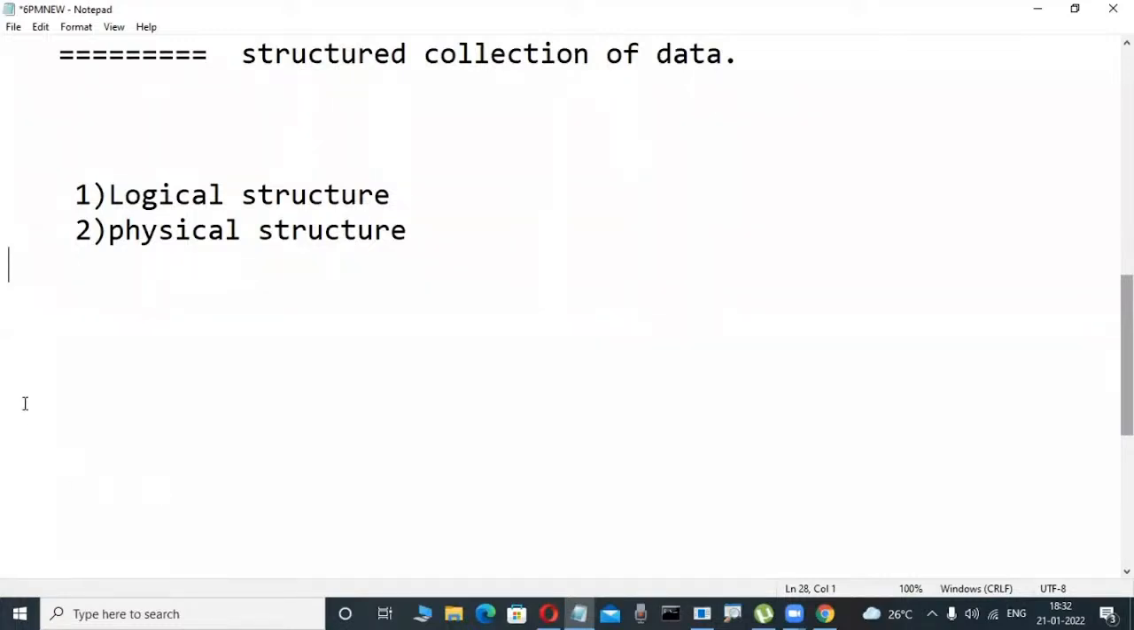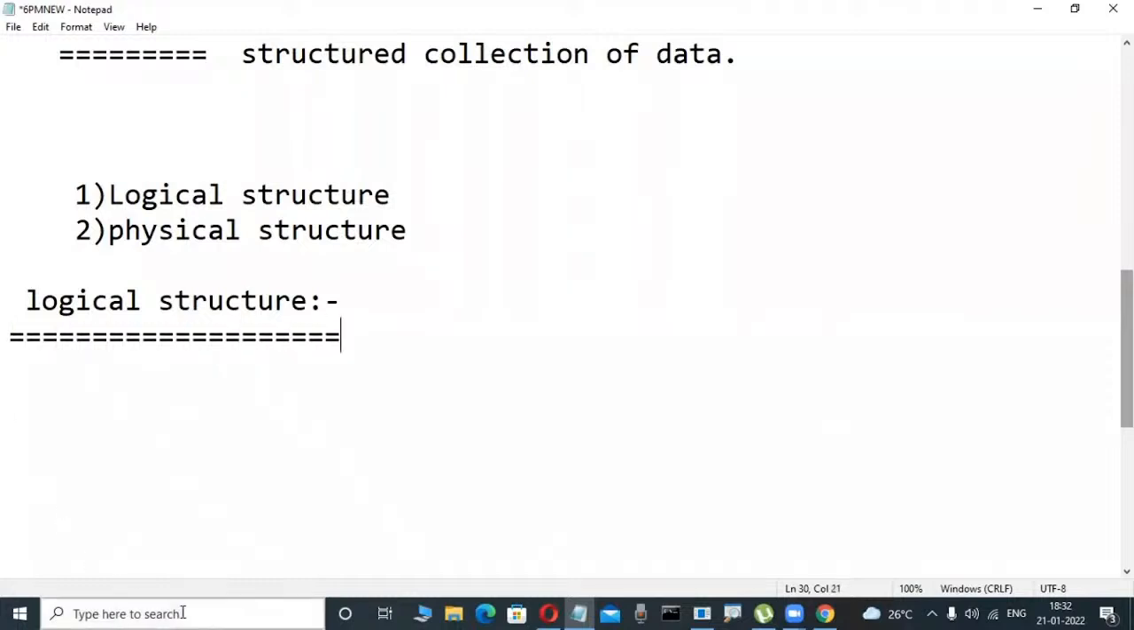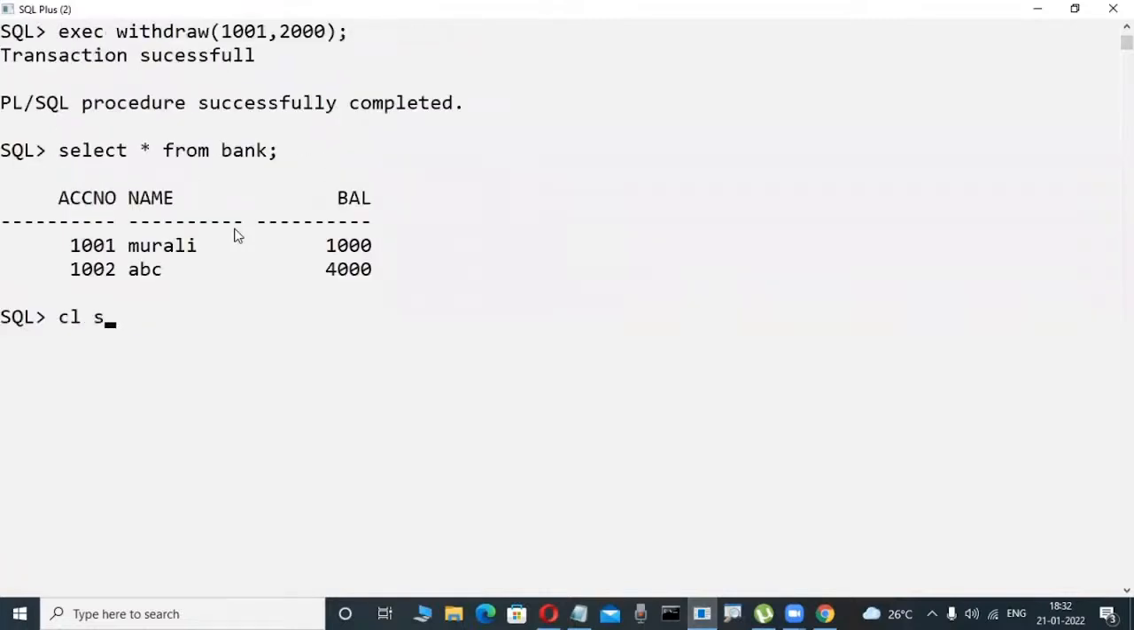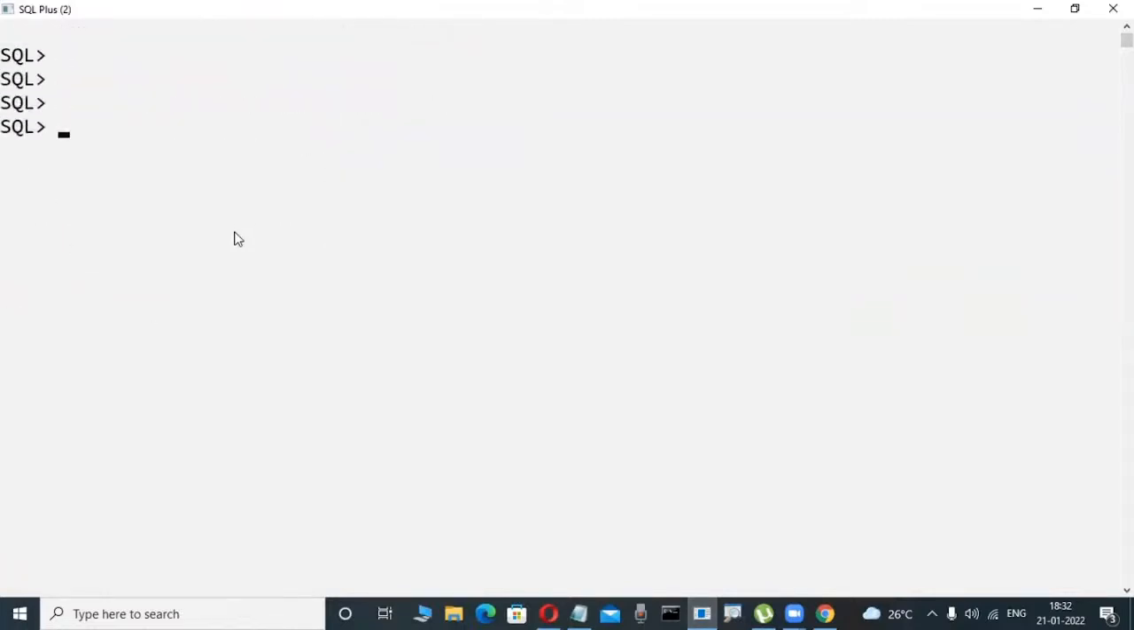Logical structure means nothing much. Very easy. Now check it out. Slowly observe here. What a logical structure is, is easily understandable. Suppose today I am installing Oracle, for example. Okay, fine. In this Oracle software, I try to create a table. Maybe bank is a table, as in the previous case.